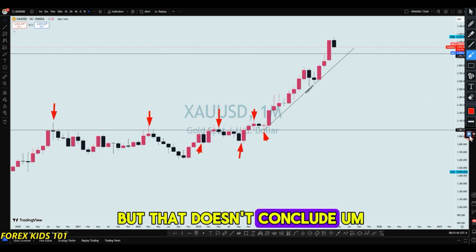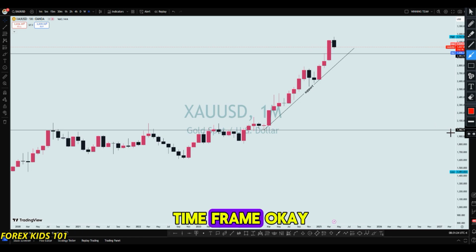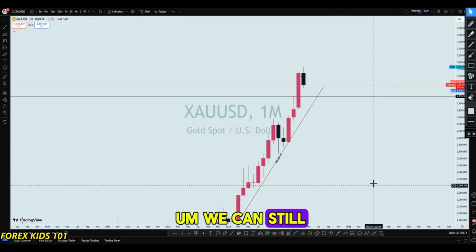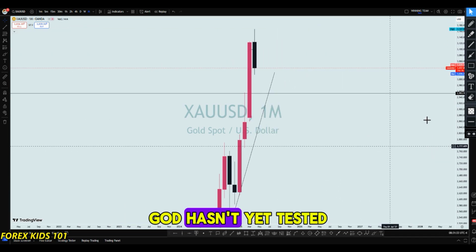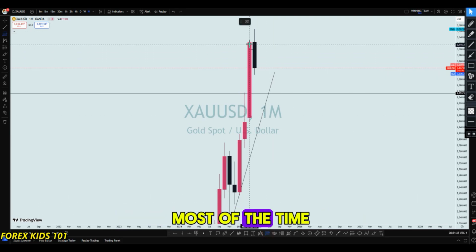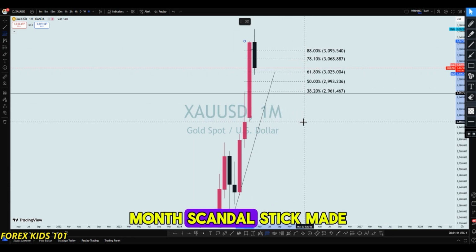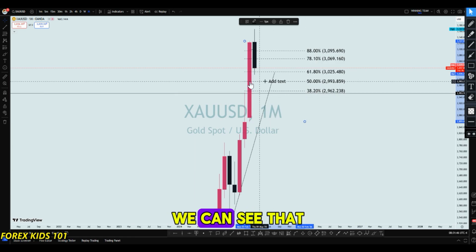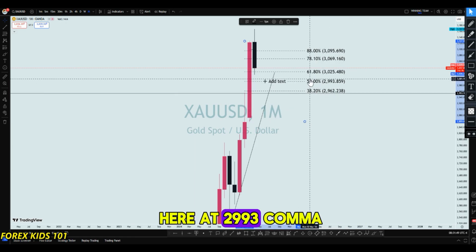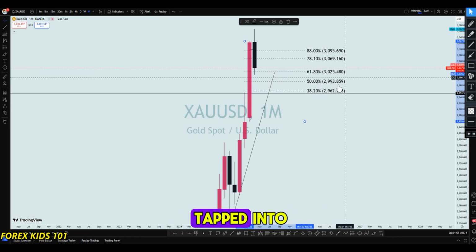But that doesn't conclude what we need to be looking at for now, because if we just look at the monthly time frame, okay, even if we're just looking at the monthly time frame where we are now, we can still agree on one thing. Okay, gold hasn't yet tested the 50% of the previous month's candlestick. So what I do most of the time, I tend to measure the movement that the last month's candlestick made, and if we do that, we can see that we have the 50% here at 2993.85, which is the price that gold hasn't yet tapped into.